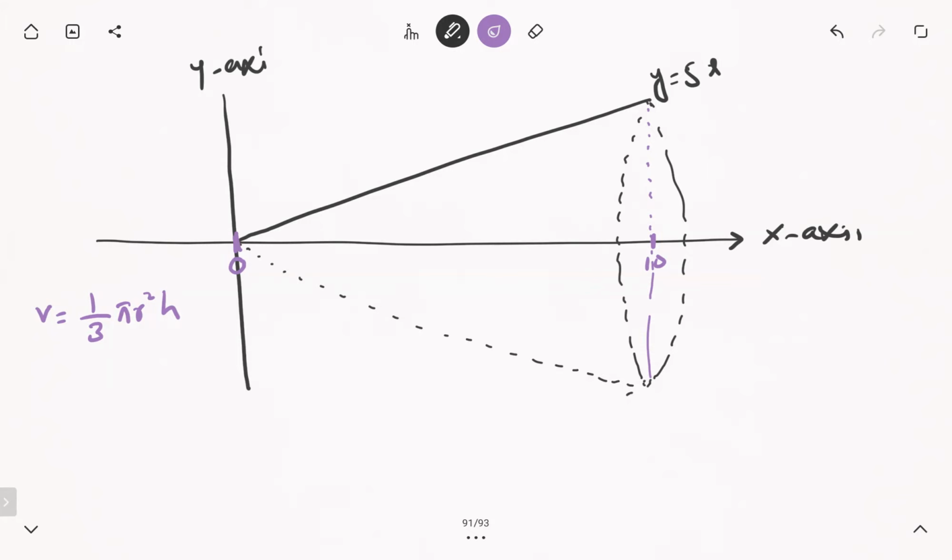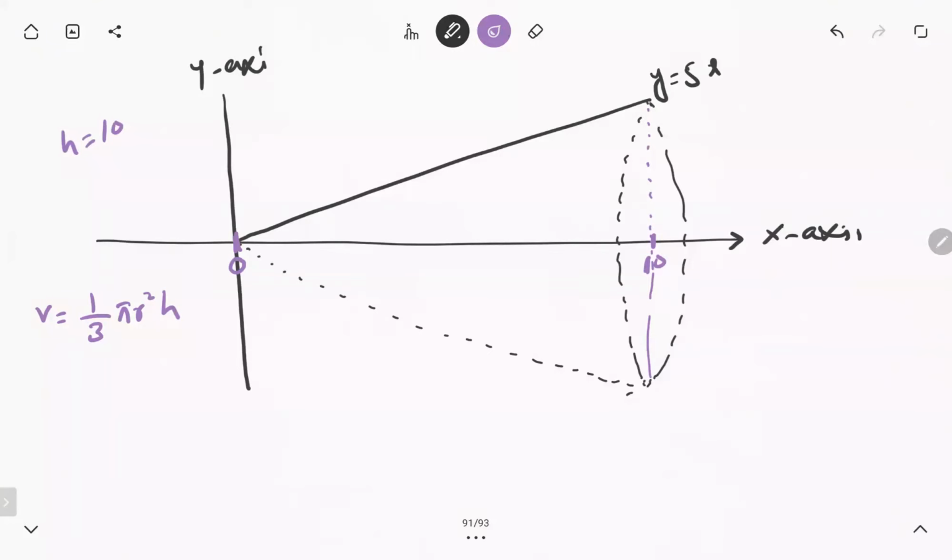Now tell me, what will be the radius and the height of this cone? First, the height. The height of this cone is 10. This vertical length is 10. What is the radius?